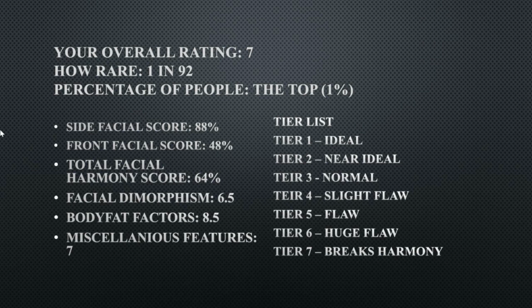Her facial dimorphism, so how feminized is her face, is a 6.5. Her body fat factors is an 8.5, and her miscellaneous features is a 7. The tier list: tier 1 is ideal, tier 2 near ideal, tier 3 normal, tier 4 is slight flaw, tier 5 a flaw, tier 6 a huge flaw, and tier 7 breaks harmony.